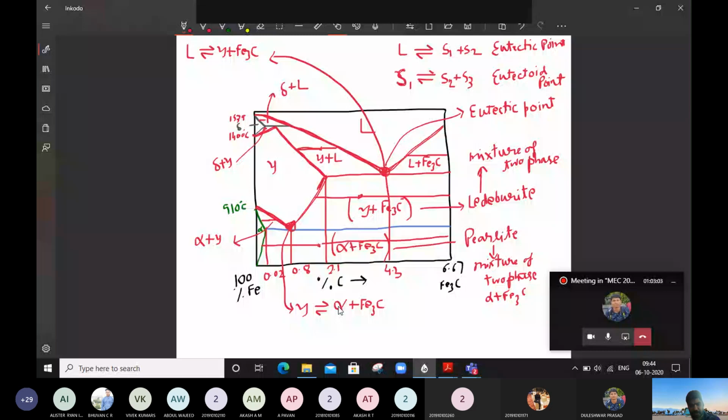So here you can see gamma is going to give alpha plus Fe3C. Gamma is a solid, and it cools to give two different solids. Alpha is another solid, Fe3C is also a solid. So when one solid is going to give two different solids, then that point is known as eutectoid point. So this point in the iron carbon phase diagram represents the eutectoid point. Let me write it over here.